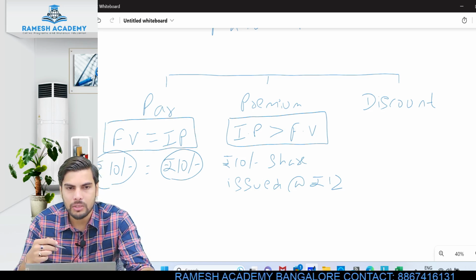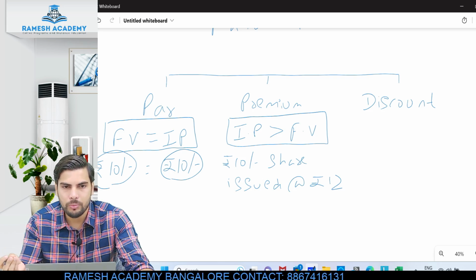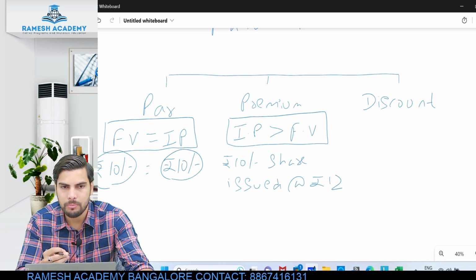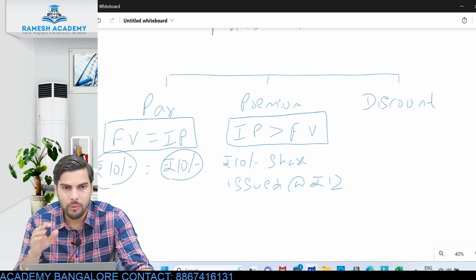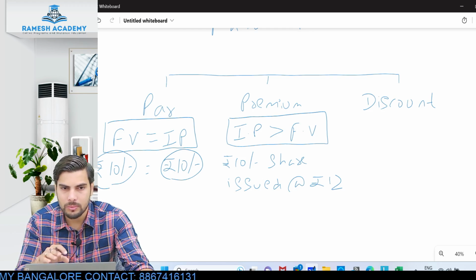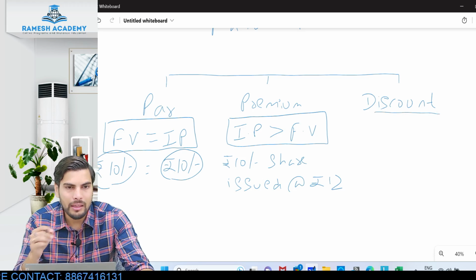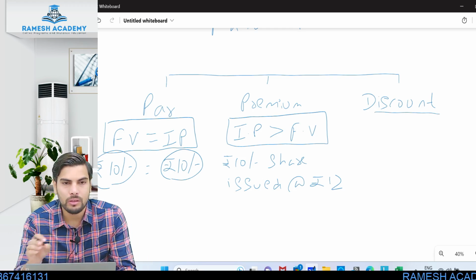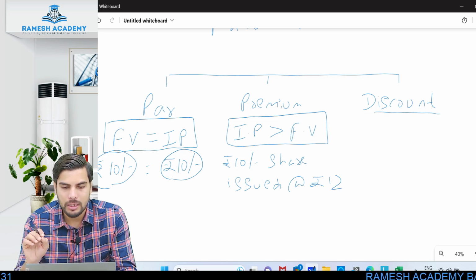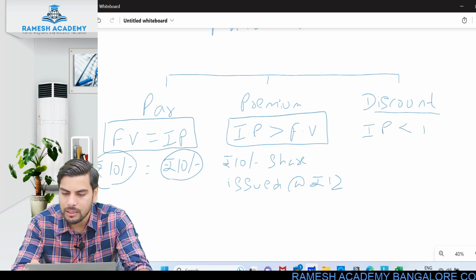Now what will happen in case of discount? There's not much demand for my company share. Even if I issue at face value, nobody is willing to purchase. Very few people are coming forward to purchase my company shares. At that point of time, I can issue the shares at discount. Practically it is not possible now, but just because it is there in the syllabus, I'm explaining the meaning of this term, discount. Can the company issue the shares at discount? No. As per the provisions of the Companies Act 2013, no company can issue shares at discount. Here the issue price will be lesser than the face value.